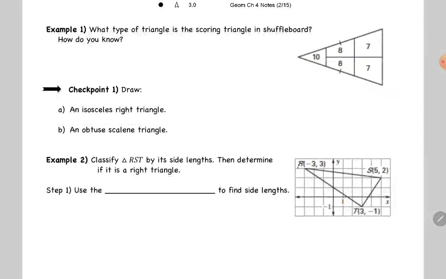Okay, what type of triangle is a scoring triangle in shuffleboard? How do you know? So this is an isosceles triangle. And that's because the picture tells you by these tick marks that two sides are congruent, the same length. And then the third side is definitely shorter than the other two.